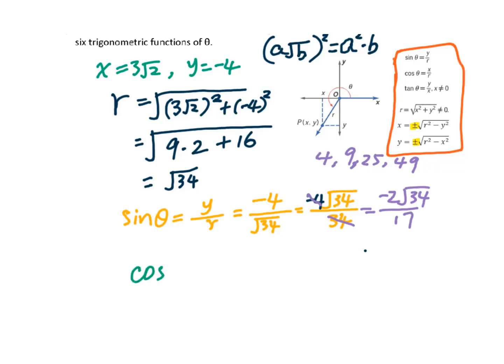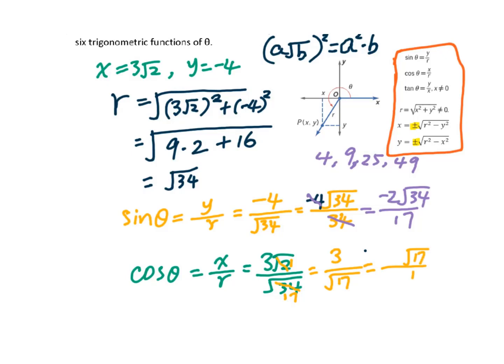For cosine theta, get the x over r. That will be 3 square root of 2 over square root of 34. Remember, inside this square root, we can reduce. So this is 1, this is 17. So we got 3, square root of 1 is 1 over square root of 17. And then square root of 17 over 17, this is a 3.